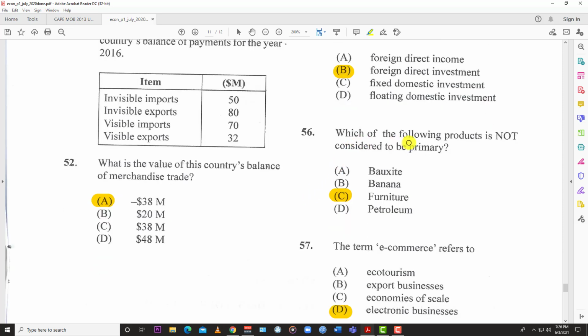56, which of the following product is not considered to be primary? So the answer here is C, furniture. Furniture is secondary. That's part of the construction or the manufacturing sector. Everything else is extracted. Bauxite is extracted. Banana extracted. Petroleum extracted. So they're part of the primary or the extractive industry. Furniture, you take the lumber or the timber or the board or the wood, and you turn that into something else, which is the furniture.